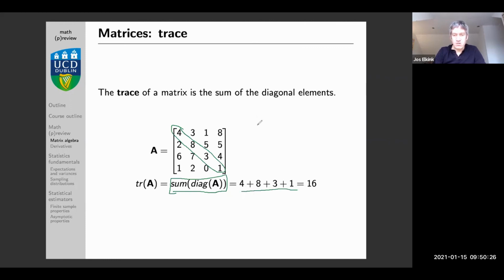Or another way to write this for a matrix is the trace of A would be the sum of the elements A_ii. So we said that the first number is the row and the second the column. So if I do both, the elements A11, A22, A33 and A44, they are all on the diagonal. So this is another way of writing the trace. So the trace is the sum of the diagonal elements.